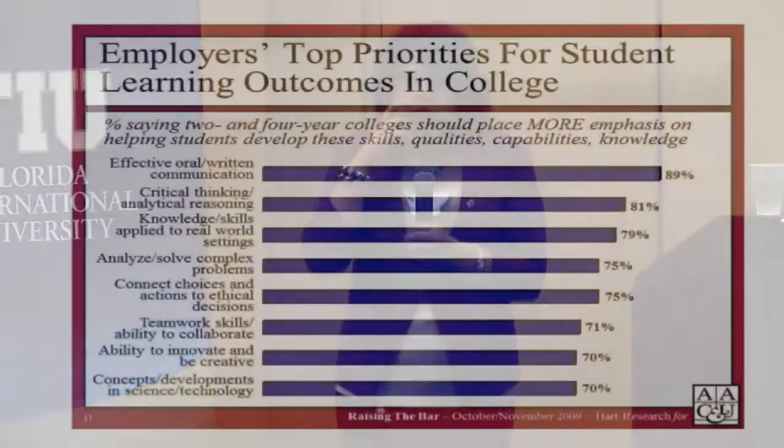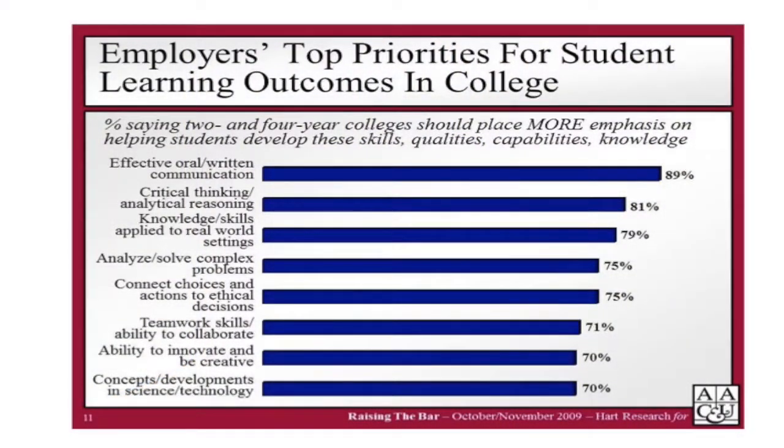Now, we also need to think about what happens after our students leave the university. These are the top priorities for our students. And if you see, memorization and regurgitation are nowhere on here. They want communication, critical thinking, analytical reasoning, knowledge skills applied to real-world settings, analyzing. If you look at all this, teamwork, most of these skills are higher order in Bloom's taxonomy. And that's where we need to be working in order for our students to do well on the job market.